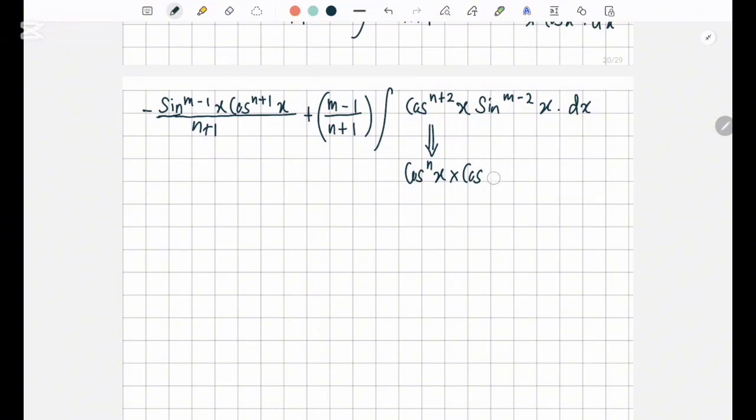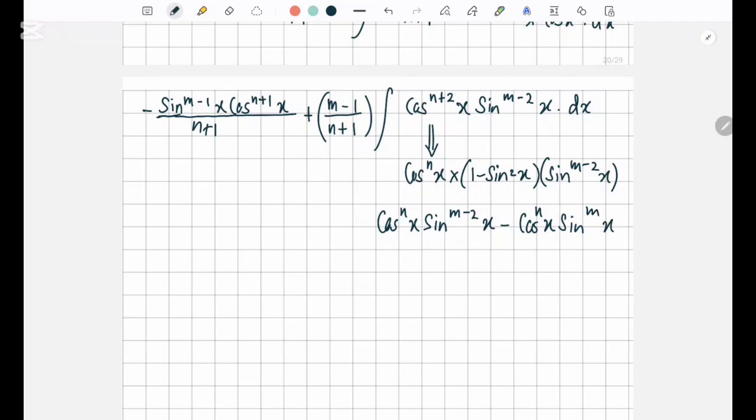So we break it down like that, and cos squared x you can write as 1 minus sine squared x, and then you multiply that with sine x to the power m minus 2, like that, and the expansion would give you cos x to the power n into sine x to the power m minus 2 minus cos x to the power n sine x to the power m. This is what the expansion gives you.